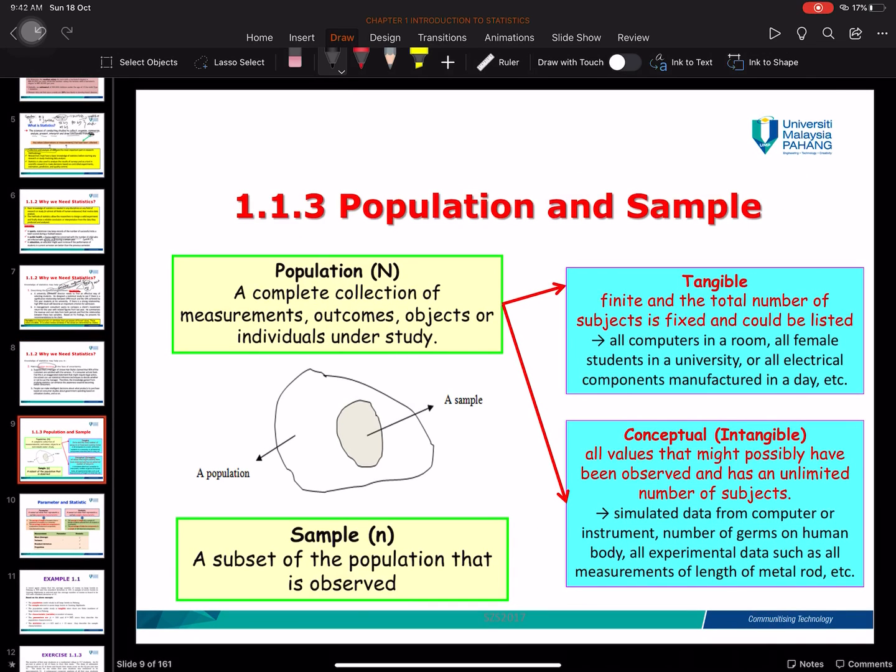Section 1.1.3, population and sample. Population and sample are very important here. A population is a complete collection of measurements, outcomes, objects or individuals under study. Population is divided into two: tangible, meaning a finite number, where we have a total number of the population, or conceptual or intangible, where we have an unlimited, uncountable, infinite number of subjects. Then you have the sample, a subset of the population that is observed.